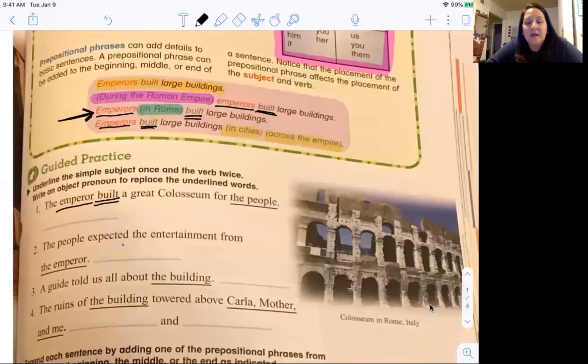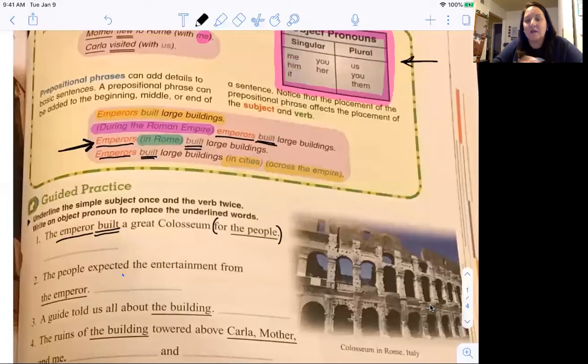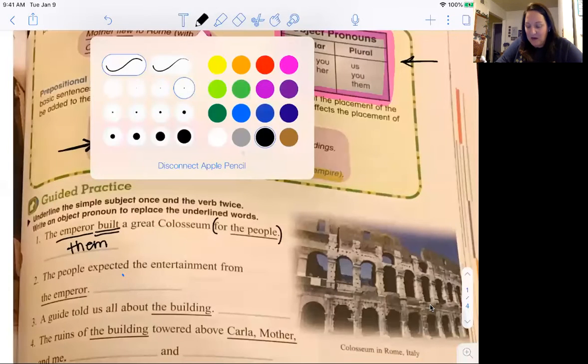Who or what built? Emperor built. And I have a prepositional phrase, and they didn't tell us to do this, but I like to do this, and you guys are really good at doing this. I have for the people, and I need to replace the people with an object pronoun. So people, is that singular or plural? If you said plural, you're right. Okay, so I'm going to replace it with, look right here, a plural object pronoun. So for us, does that describe people? For you? For them? Yes. So we're going to replace people with the word them.